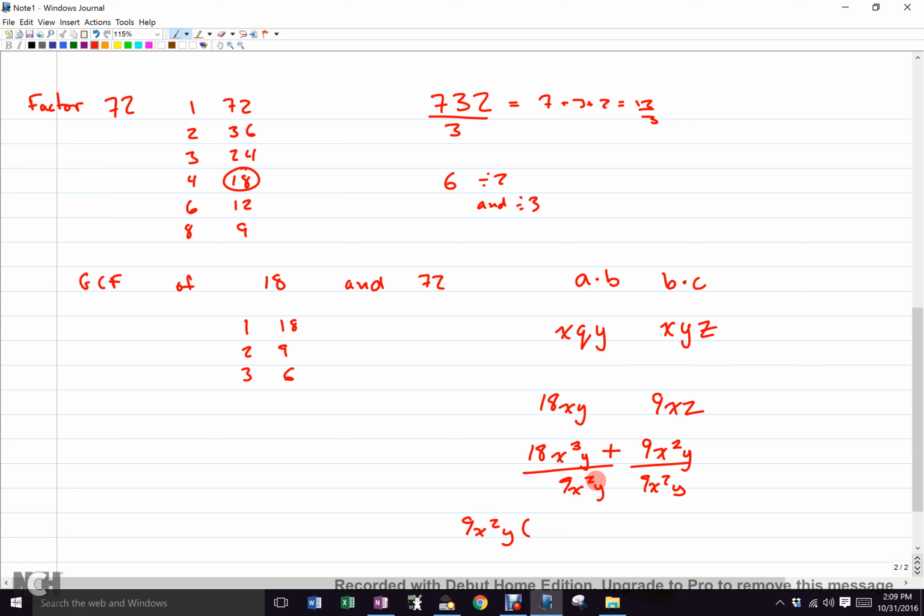And I'm going to rewrite it, 9x squared y. What is this answer? What's 18 divided by 9? 2. x cubed divided by x squared is x. y over y, gone. Plus 9 divided by 9, gone. x squared divided by x squared, gone. y divided by y, gone. So it's 1. That should be bordering on new to many of you. But the math we did to get there, we knew all the way along.